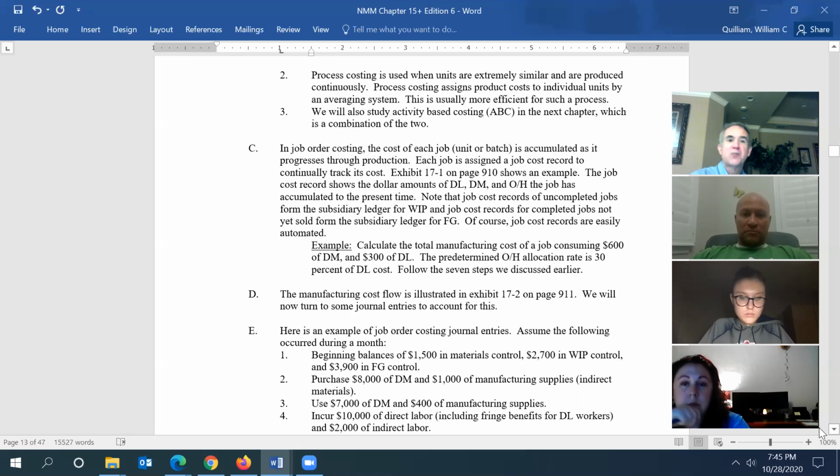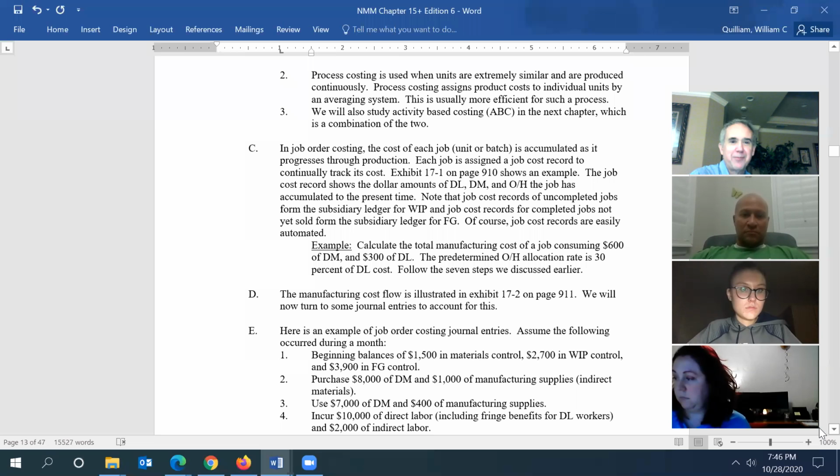Well, of course, job cost records are easily automated. We can let the computer do them instead. But anyway, here's a simple one that we can do by hand. We're going to calculate the total manufacturing cost of a job, consuming $600 of direct materials, $300 of direct labor, and the predetermined overhead allocation rate is 30% of direct labor cost. Don't worry about 7 steps.